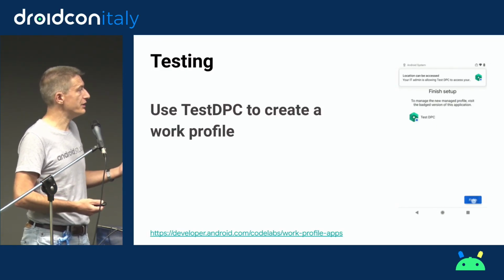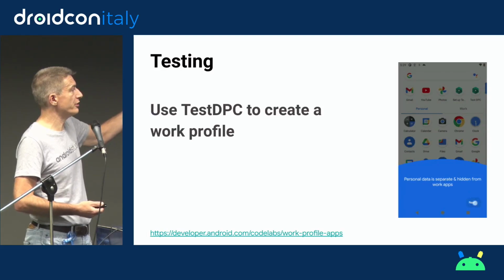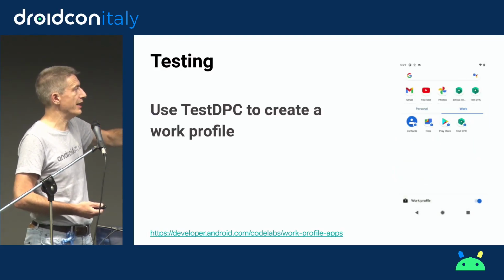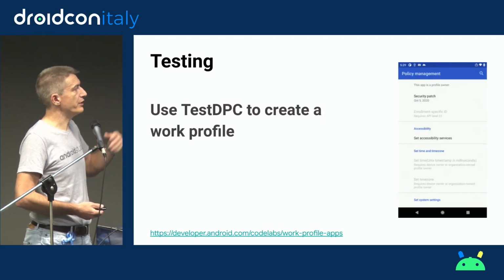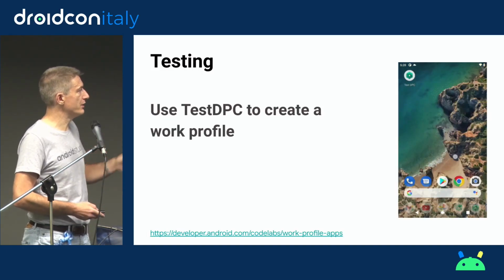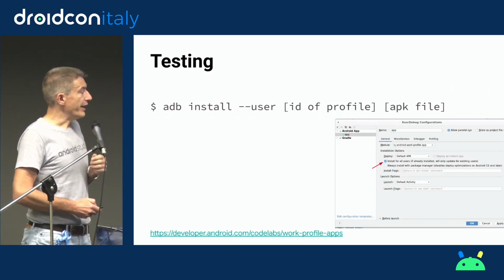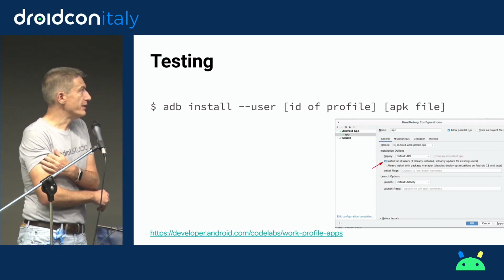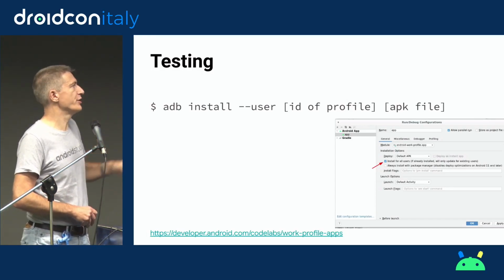To see that you have the personal and work accounts, you can look at the installed applications, and you are going to see that you have a work and personal tab with the different applications available there. And then you can launch the TestDPC in the work account and have all the features available. Okay, and then you need to install the application on both profiles. You can use ADB, telling exactly on which user you want to install.